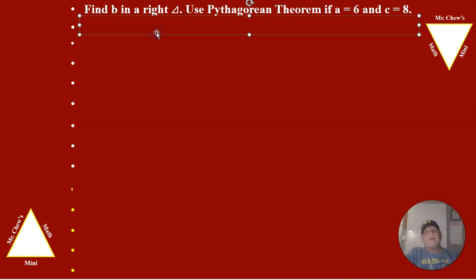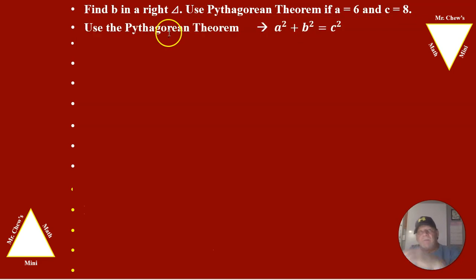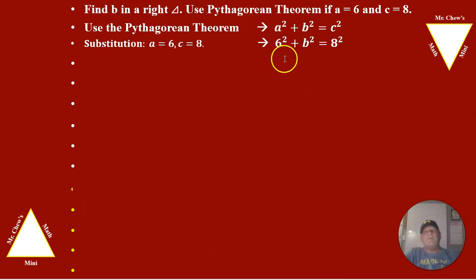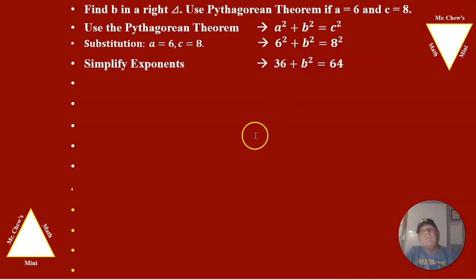So if a is 6 and c is 8, and a would be a leg and c would be the hypotenuse, we're going to substitute a 6 in for the a and square it, an 8 in for the c and square it, and then use inverse operations to solve it. I substitute those two in using the substitution property of equality, and then I'm going to simplify these. So we have to do 6 squared and 8 squared. 6 squared is 36, 8 squared is 64.